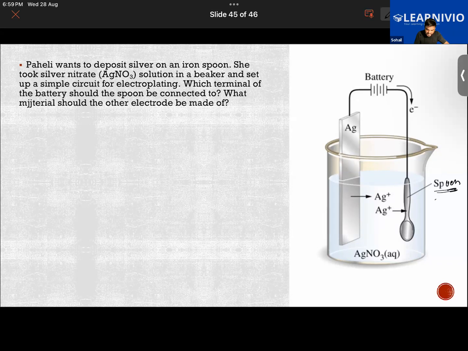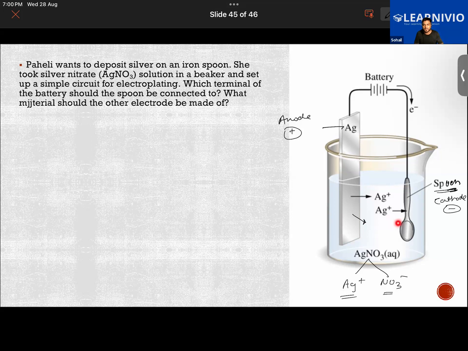First of all, the spoon has been made cathode, so it is negatively charged, while the silver has been made anode, so it is positively charged. Upon passing of the electricity, the silver nitrate will break up into Ag plus and NO3 minus ions, namely positive and negative ions. Also, the silver present in the anode will start to dissolve in the electrolyte. Silver ions being positive, should they get attracted towards the negative or the positive electrode?